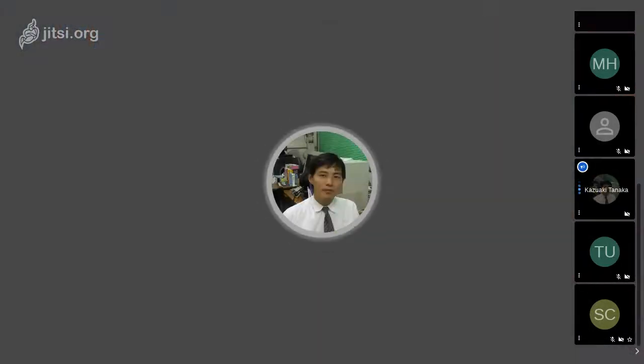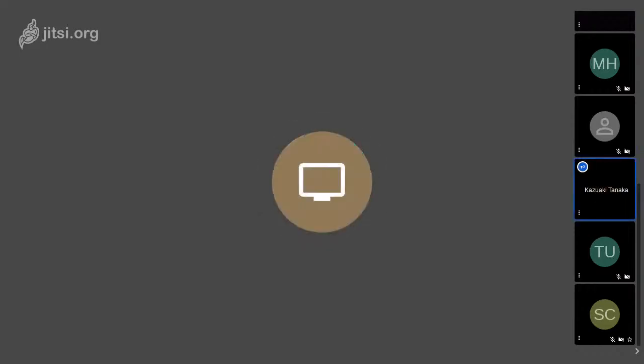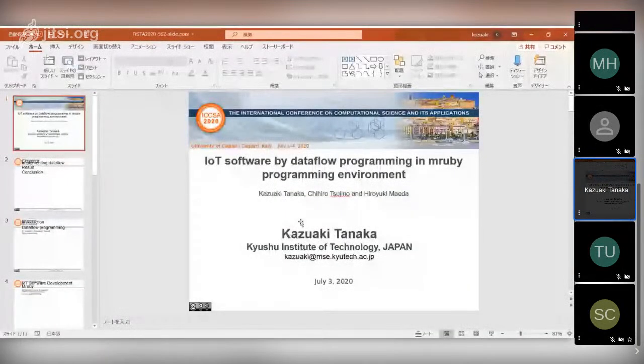Okay, next speaker, please. So we're going to have IoT software by data flow programming in mRuby programming environment. Okay, I'll share. Can you see? Go ahead. Okay, good.